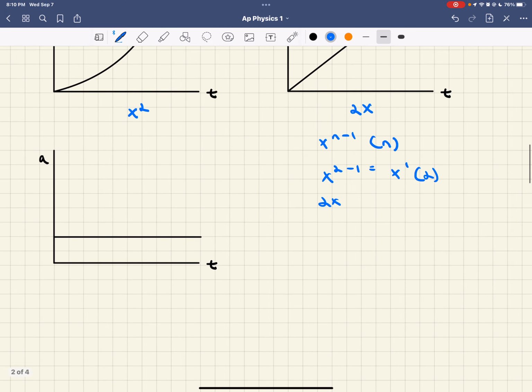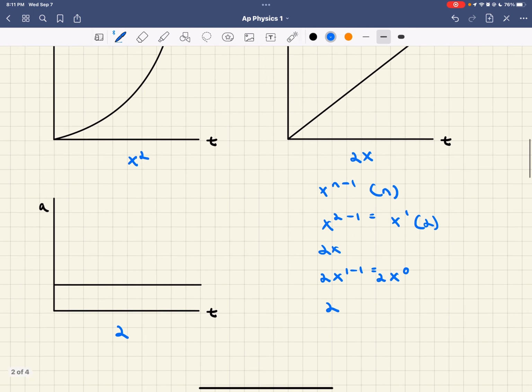Now, to find the derivative of 2x, it will be 2x to the first power minus 1, which is equal to x to the 0th term. And anything to the 0th term is equal to 1. So that's just 2. Your acceleration graph equation will be just 2. And you can see it's a constant, so there's zero change in acceleration.